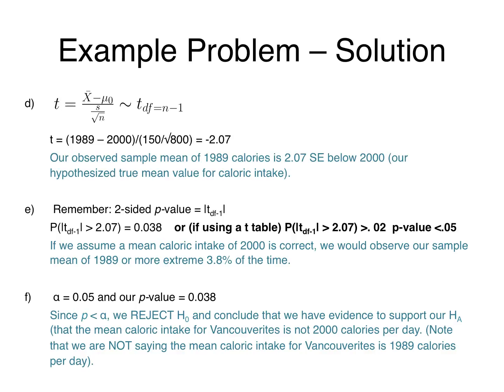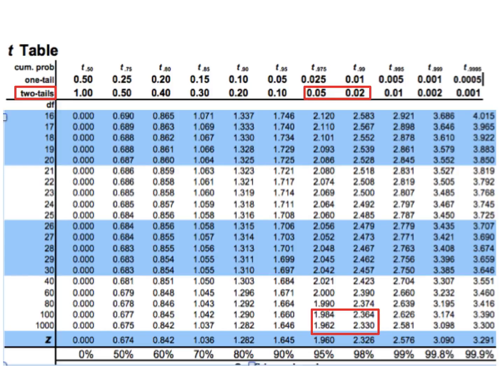We then determine our p-value based on our test statistic. Remember that we're doing a two-sided test here because we're interested in determining if the caloric intake of Vancouverites is different, so either higher or lower than 2000 calories. So we can calculate our p-value using software to get a value of 0.038, or we can look at our t-table and see that a t-statistic of negative 2.07 with a two-sided test gives us a p-value between 0.02 and 0.05, or between 2 and 5%. So it's not as accurate as using R or other software, but it still gives us a good approximation.